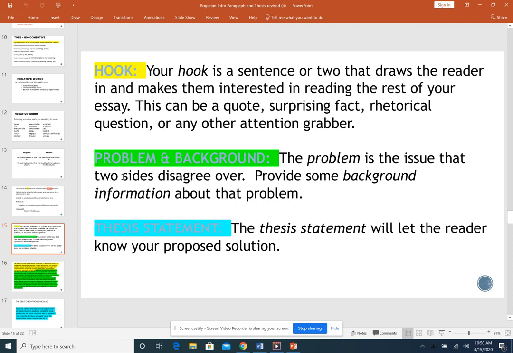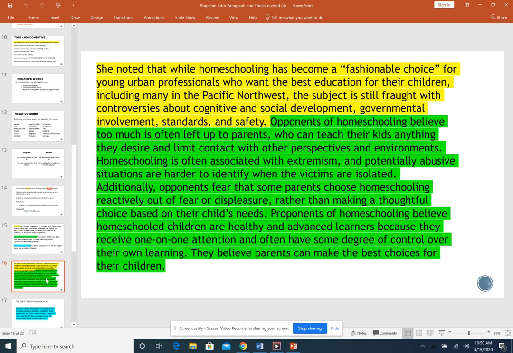So what I want to do next is I've provided a couple of examples of introductory paragraphs. I've color-coded them, putting the hook in yellow, the problem and background in green, and the thesis statement in the teal blue color. So let's look at this. This is from my paper example that I've already provided to you, my hook.